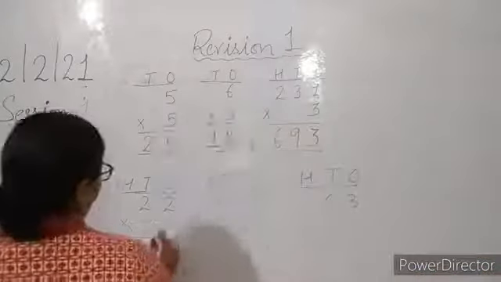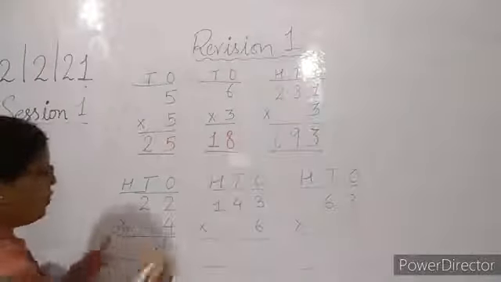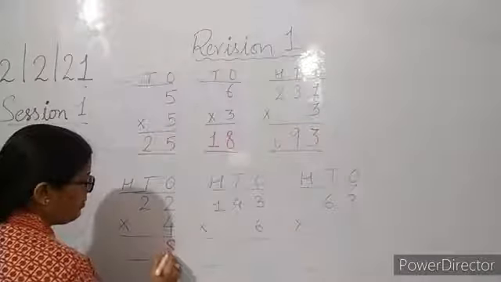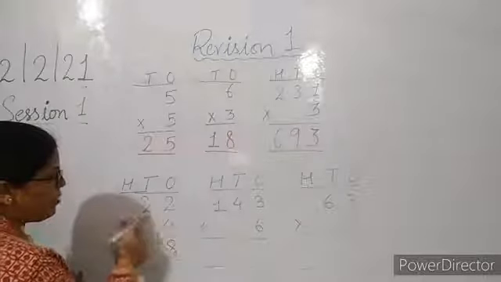Next question is 4 twos are 22 multiplied by 4. So 4 twos are 8. First we'll multiply with ones place, 4 twos are 8. Then we'll multiply with tens place, 4 twos are 8.